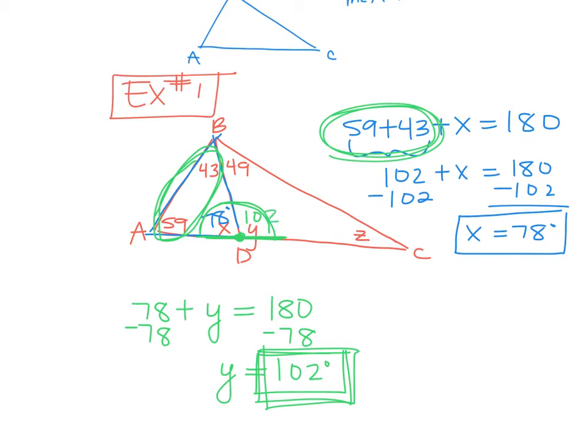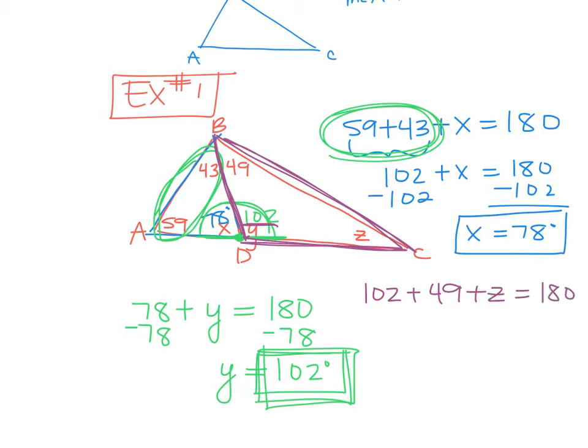So instead, I would probably use this triangle, the purple triangle here. That would be 102 and 49 and Z. That would add up to 180. So then just take that 151 away. So 102 and 49 together, 151. Take that away, and Z would be 29 degrees. Okay? So you're going to do a lot of that today, just finding the missing angle, making sure every triangle adds up to 180.